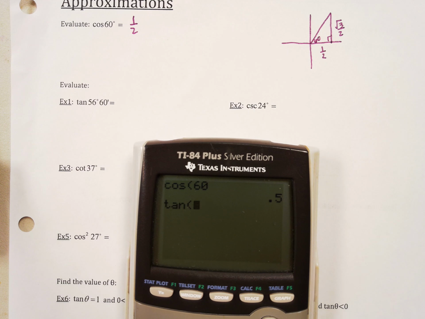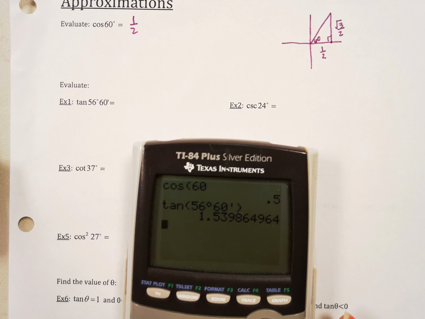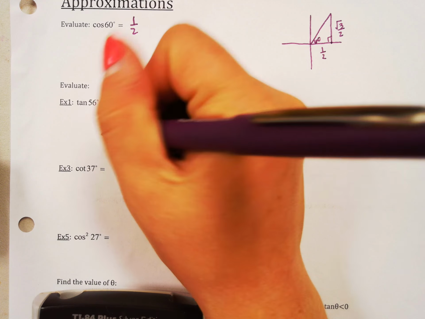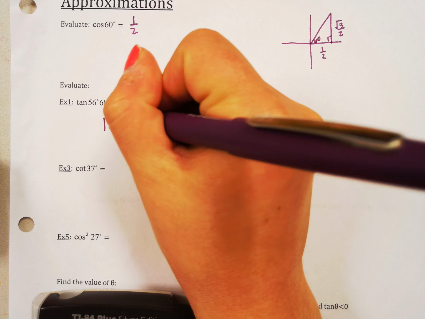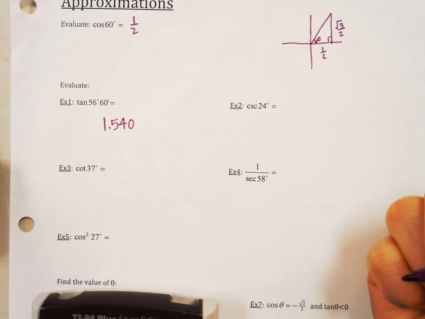I'm looking for the tangent of 56 degrees and 60 minutes. Remember that if you're doing that, you have to go into the angle menu. I'm using my graphing calculator, but if you have a different one, there are ways that you can do that DMS stuff. For this one, I get 1.5398. I'm going to round to 1.540, to 3 decimal places.